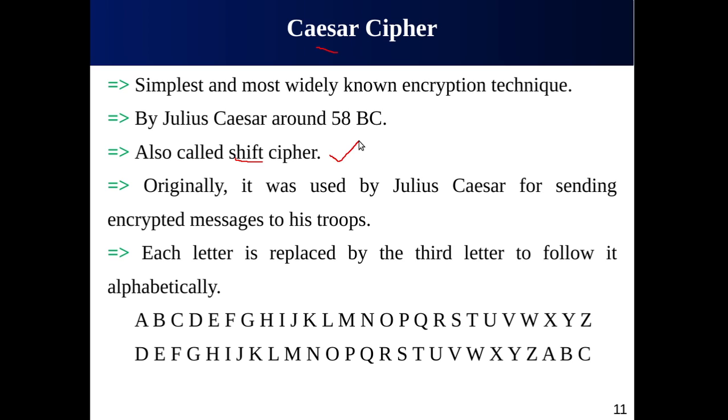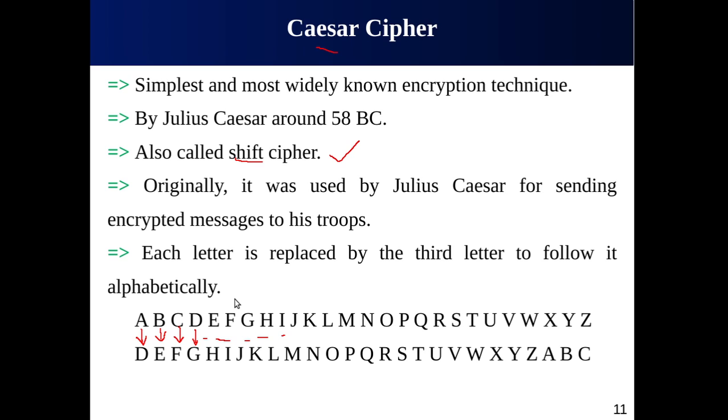Remember the four categories. One of them is the army, the military person. So it was used inside the military to send messages by the commander to the troops. And it is an example of the substitution cipher, and inside the substitution cipher, it is the monoalphabetic cipher. Each letter here is replaced by the third letter to follow it. For example, if you want to encrypt A, then add 3 to A. So A will always be replaced with D, B will always be replaced with E, and then D will be replaced with G, and so on for the rest of the letters.